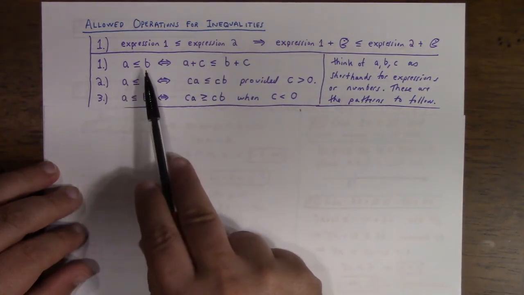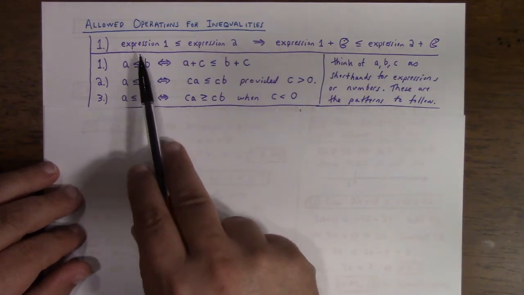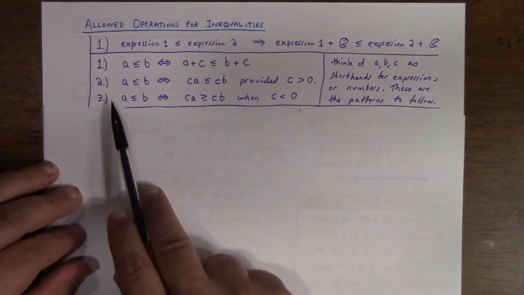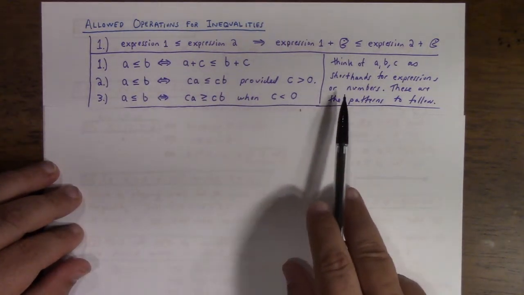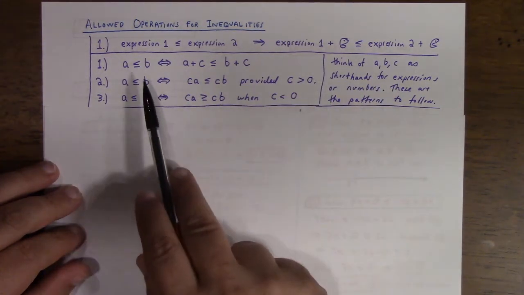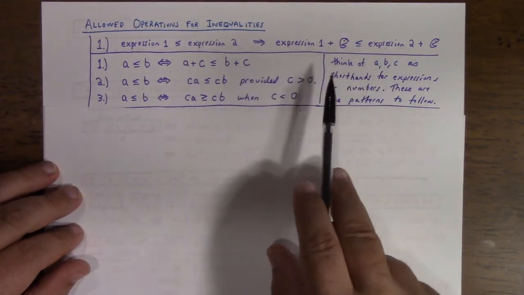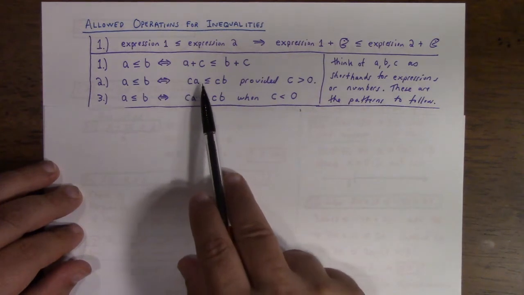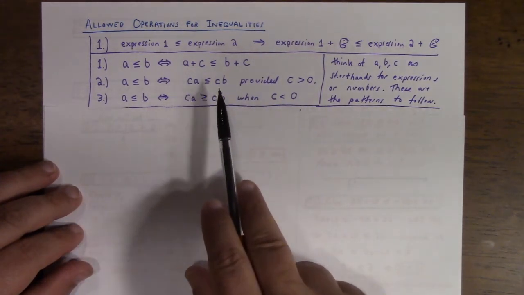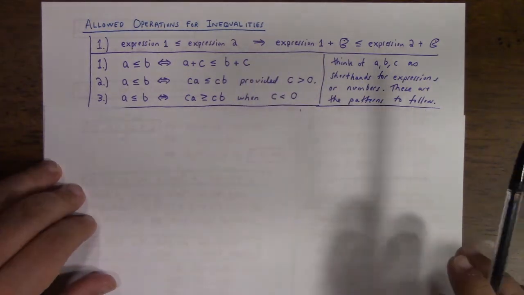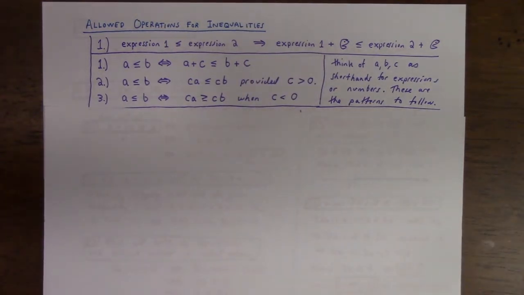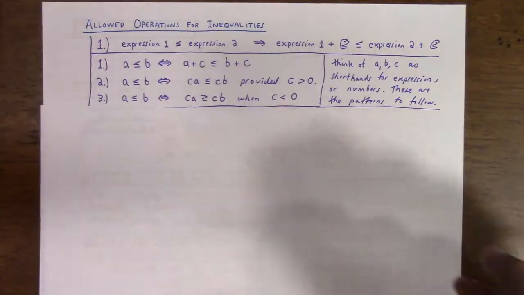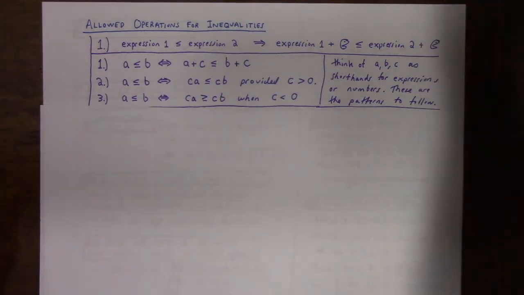But in practice, a and b are usually some sort of expression involving x and numbers. I hope you understand that 1, 2, and 3 are patterns that we follow, and you can think of a and b as shorthands for expressions. And c, well, c could also be an expression involving x, but usually when I multiply by c, I try to stick with just pure numbers, either positive or negative. We don't multiply by 0. Those are the allowed moves in the game we're about to play.